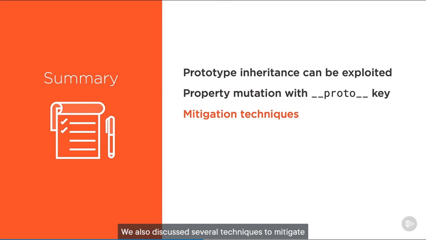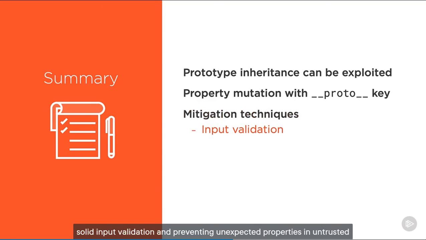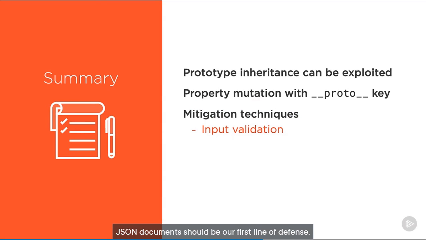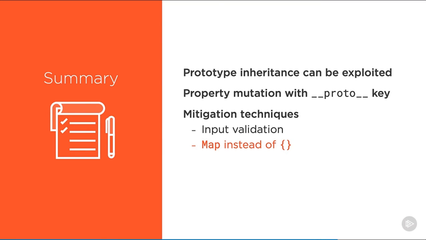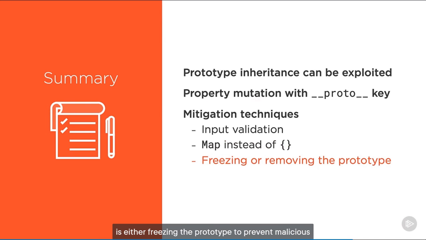We also discussed several techniques to mitigate prototype pollution attacks. As always, solid input validation and preventing unexpected properties in untrusted JSON documents should be our first line of defense. Using Map instead of objects to store key-value pairs is another useful technique that helps prevent prototype pollution. The most robust, however, is either freezing the prototype to prevent malicious modifications or creating objects without the prototype. Both techniques fix the root cause of the prototype pollution vulnerability.